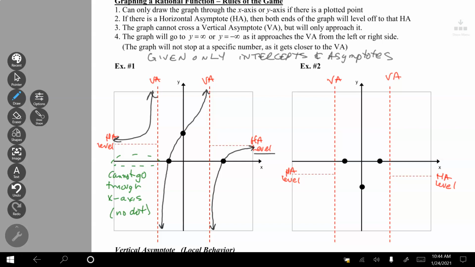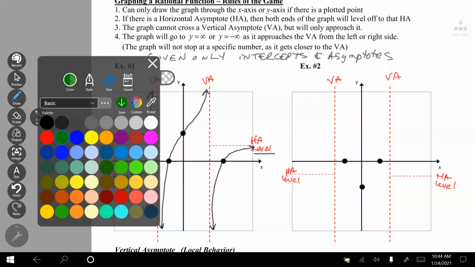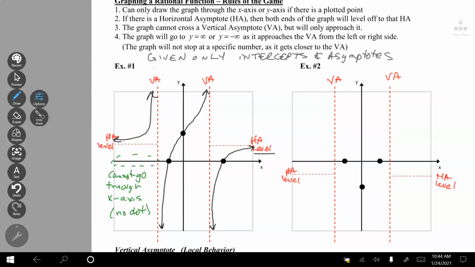And if you look at it, I'm going to pick pink. I'm level on the left. I'm going up to infinity next to the VA. On the other side of the VA, I'm at negative infinity, going through the x-intercept and the y-intercept, all the way up to positive infinity, in the center part. And on this right piece of the graph, I'm at negative infinity next to the vertical asymptote, and I'm leveling off again at the horizontal asymptote, going through that x-intercept.